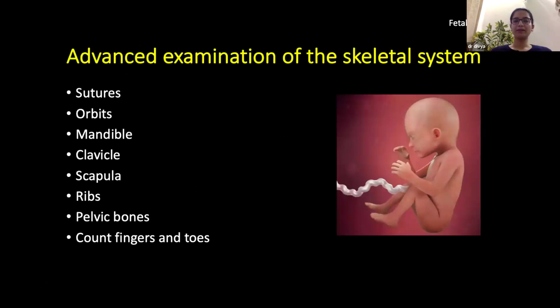In the advanced examination, after performing certain measurements, we start looking at various parts of the skeleton one by one. Starting from the head, we see the sutures. Now, why do we look at the various bones? This is because we try to gather information so as to establish a prenatal phenotype.